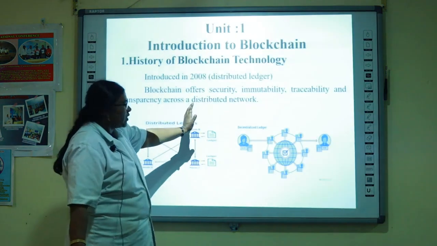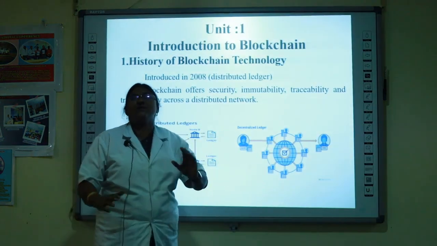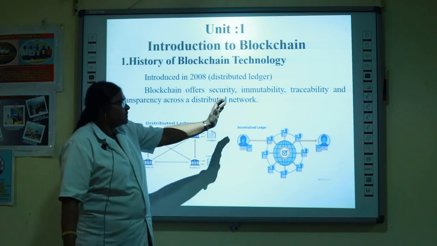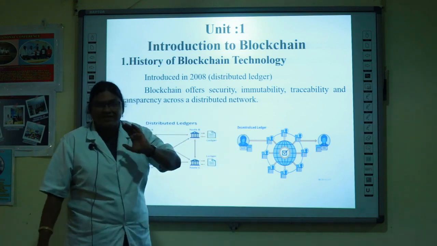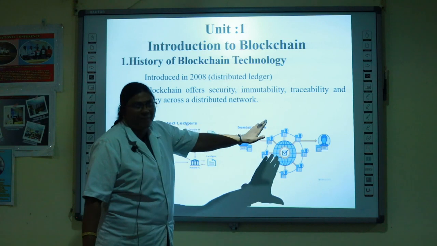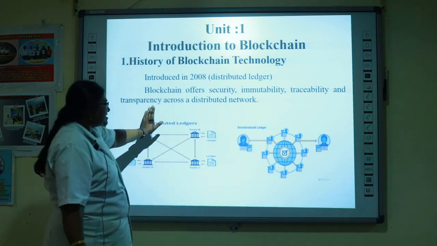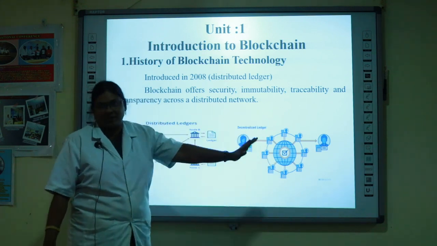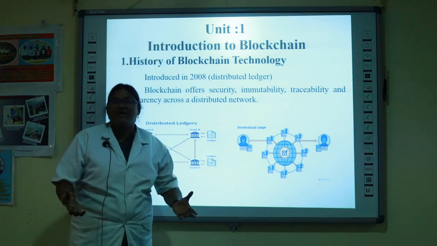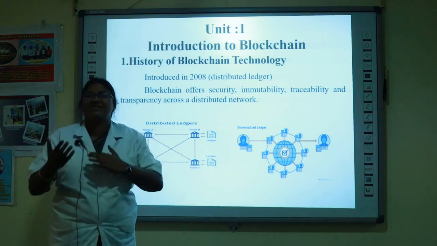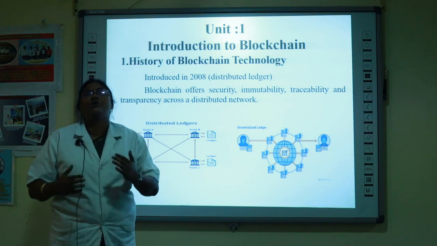Blockchain mainly offers more security and immutability, which cannot be changed by anyone, and then open traceability and transparency across a distributed network. So whoever wants to see can see the process, what transaction is going to happen.